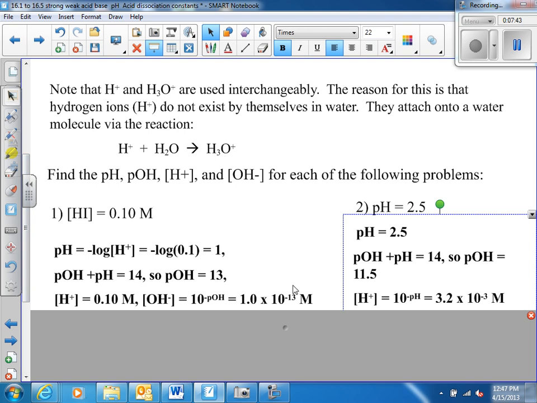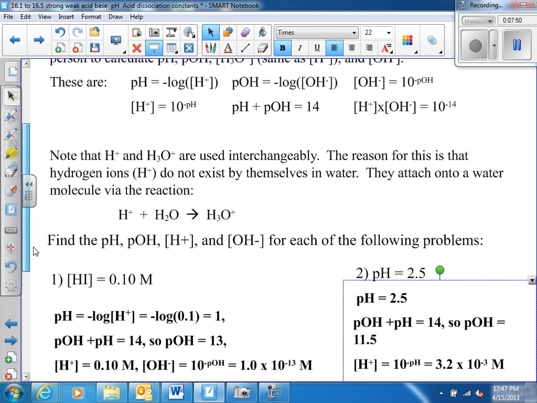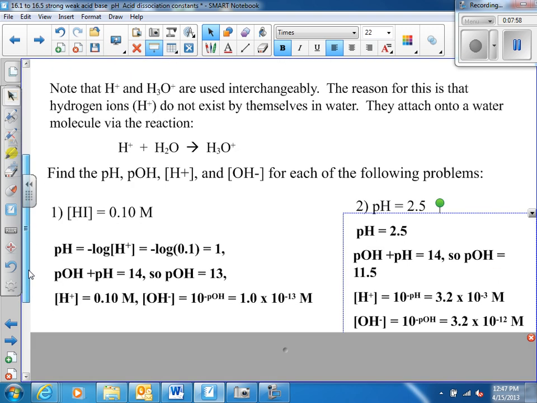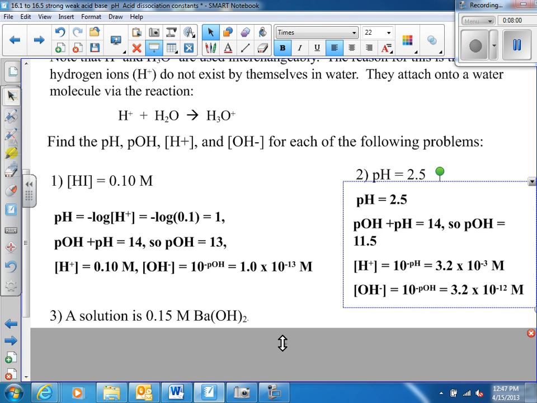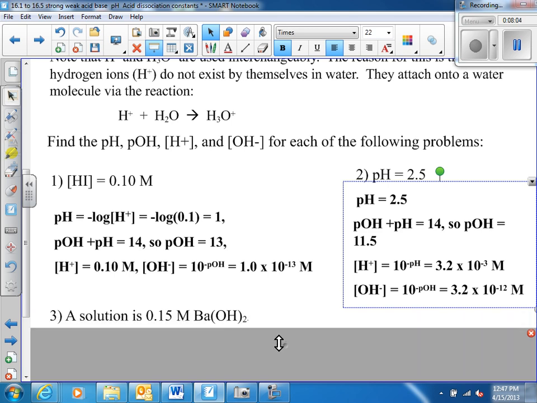And OH minus is 10 to the negative pOH. It's one of our equations. You just look at your equations. pOH is negative log of OH. OH is 10 to the negative pOH. So 10 to a power and log, the logarithm function, those are inverse functions.